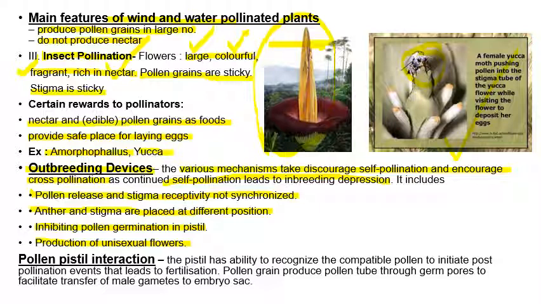So basically this interaction is called pollen-pistil interaction. The pollen has the ability to recognize compatible pollens. By any method, they can easily identify whether this pollen is right or wrong, and they can initiate the post-pollination events. Post-pollination events like fertilization, and after that embryogenesis. So what does the pollen have to do? The pollen has to produce pollen tubes through which it can allow its gametes to reach the ovule, and through the germ pore, when the pollen tube is developed, it facilitates the transfer of male gametes to the particular embryo sac.